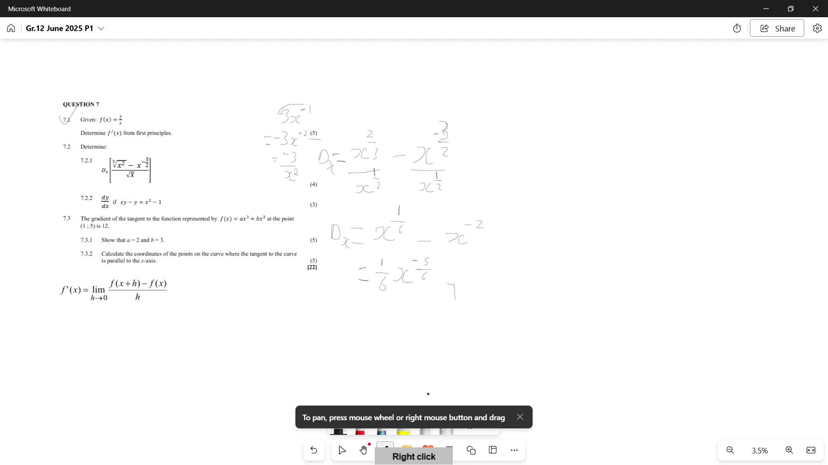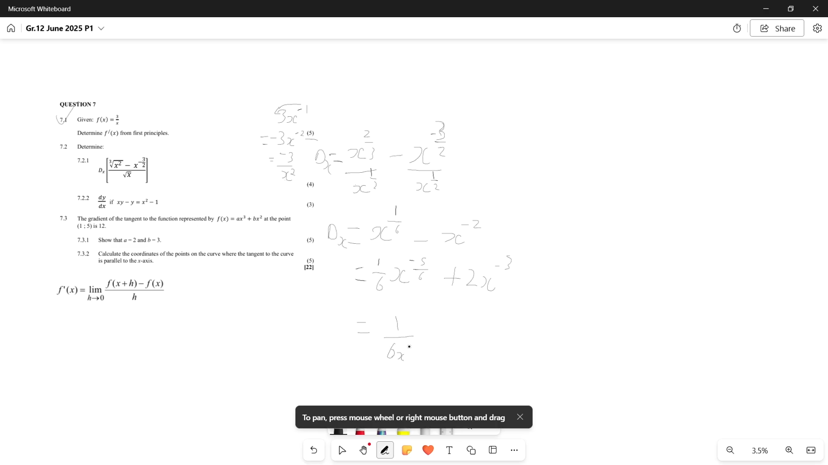And then again, what we have going on over here is negative 2 times negative 1 is positive 2. And then this is still an x. X minus 2 minus 1 becomes negative 3. So we're just about done. What we have left is 1 over 6 times x to the 5 over 6 plus 2 over x to the 3, and that is our final answer.